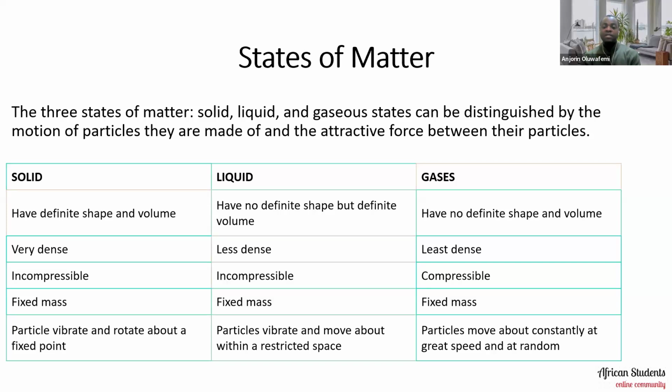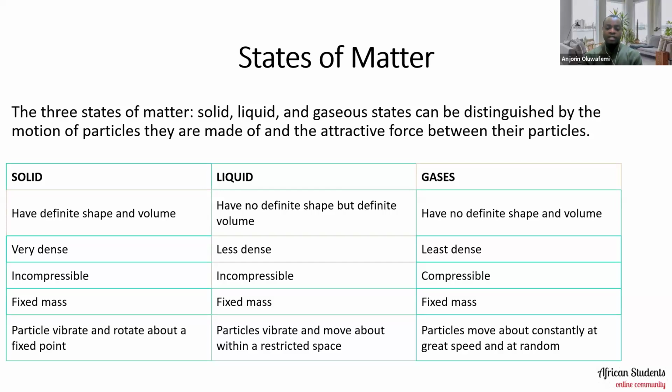Liquids have fixed mass, and gases also have fixed mass. In terms of their particles vibrating or rotating about a fixed point, we said particles in a solid have the ability to vibrate and rotate about a fixed point, and particles in liquids vibrate and move about within a restricted space.